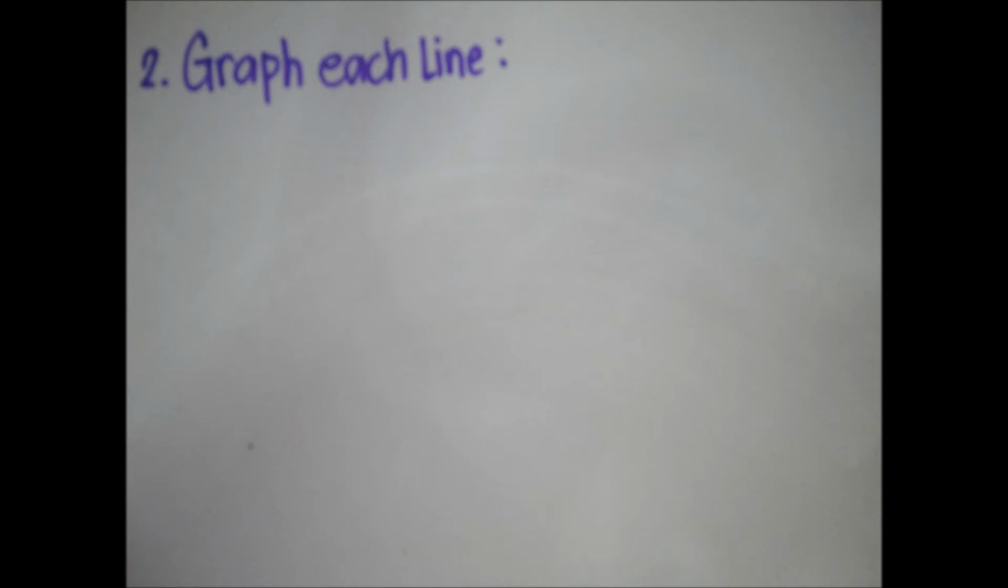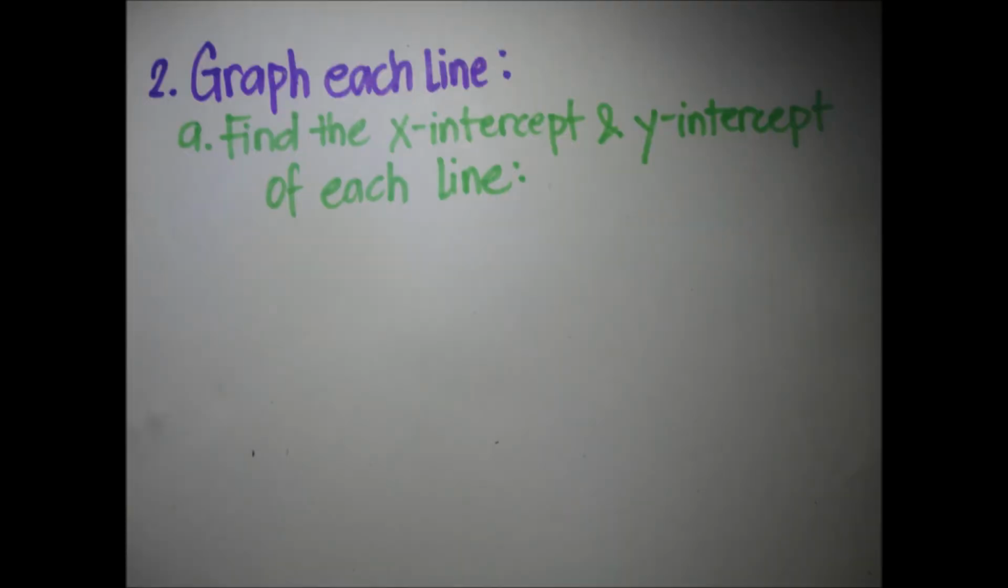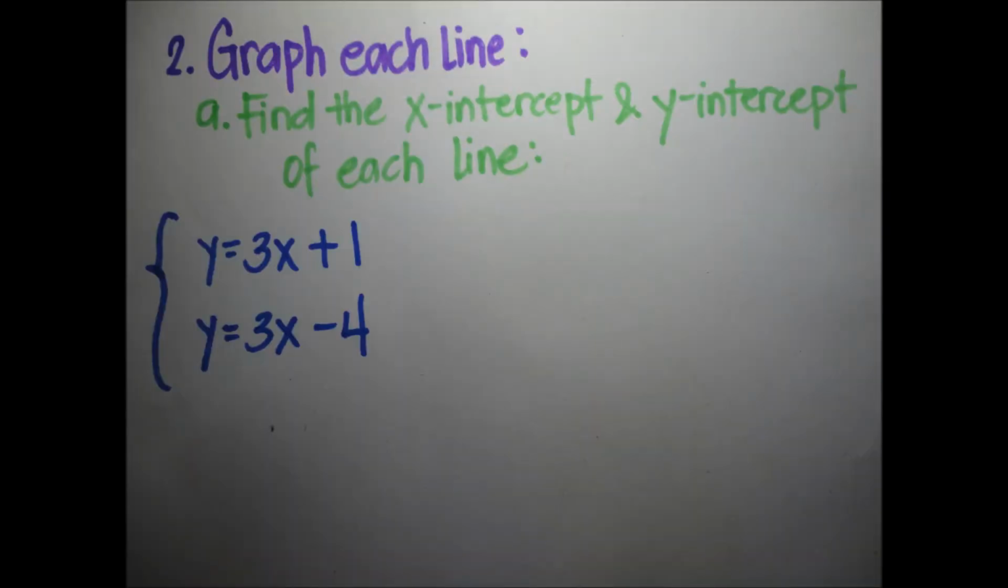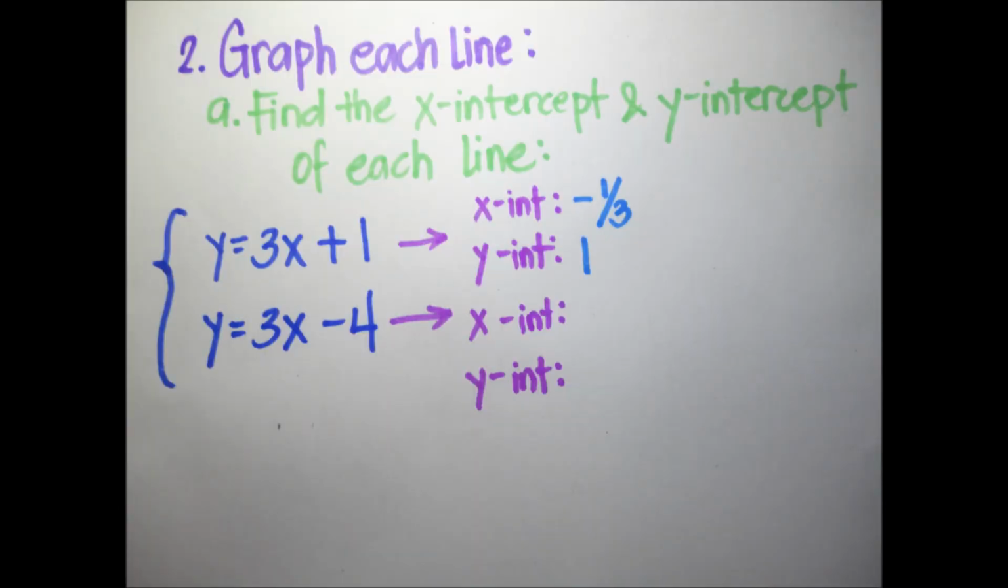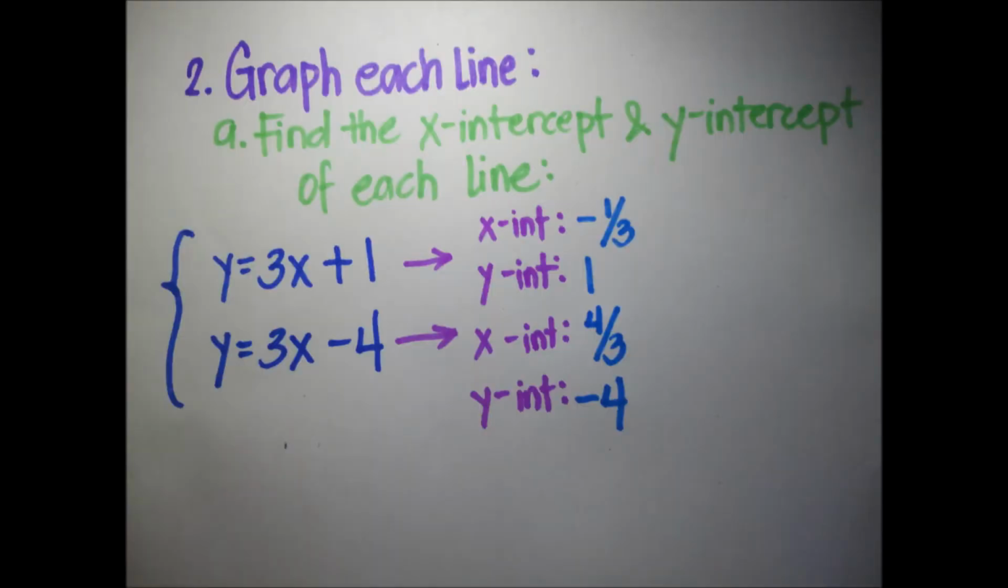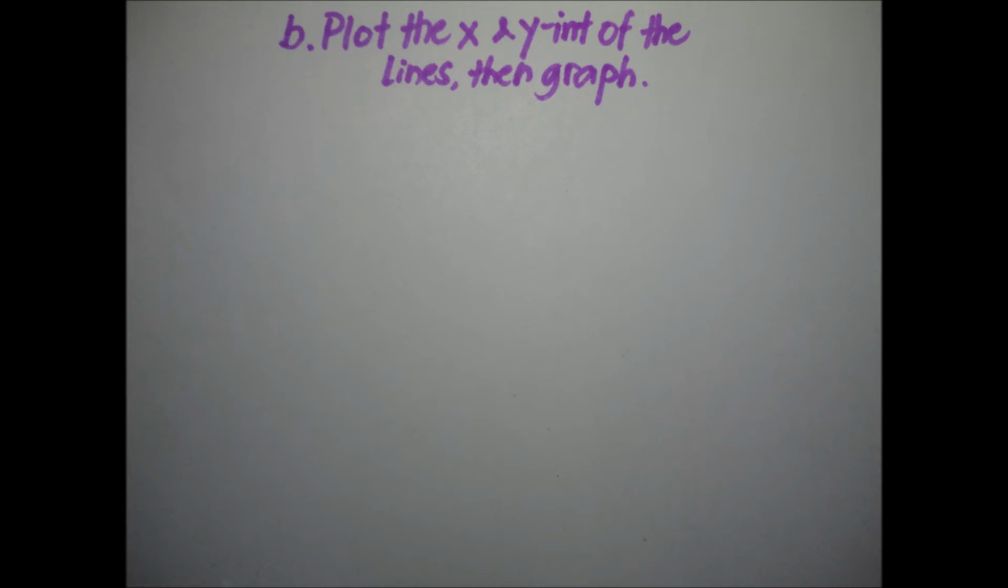The next step we will do is to graph each of the two lines by first finding the x and y intercept of each line. The x and y intercept of y equals 3x plus 1 is negative 1/3 and 1 respectively, while the x-intercept and y-intercept of the second line is 4/3 and negative 4 respectively. After finding the x and y-intercept, we will now plot them.